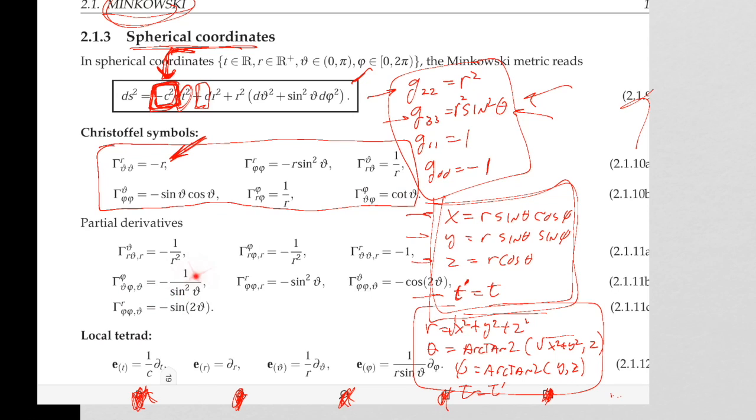You may not remember that this is the derivative of the cotangent. Anyway, and then again, the local tetrad, that'll be an interesting thing to go through, but it has to do with coming into basically the Einstein equivalence principle frame that has a metric that doesn't look like this.